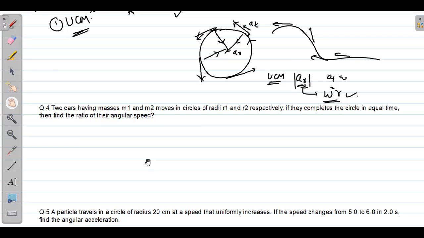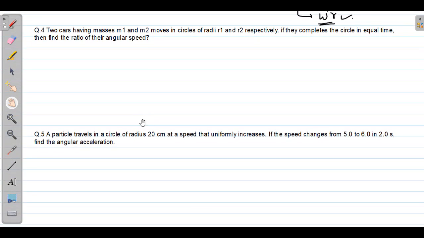Next question, number 4. Two cars having masses m1 and m2 move in circles of radius r1 and r2 respectively. If they complete the circle in equal time, so both cars complete one circle in equal time, say t time, or we can say delta t time, then find the ratio of angular speed.